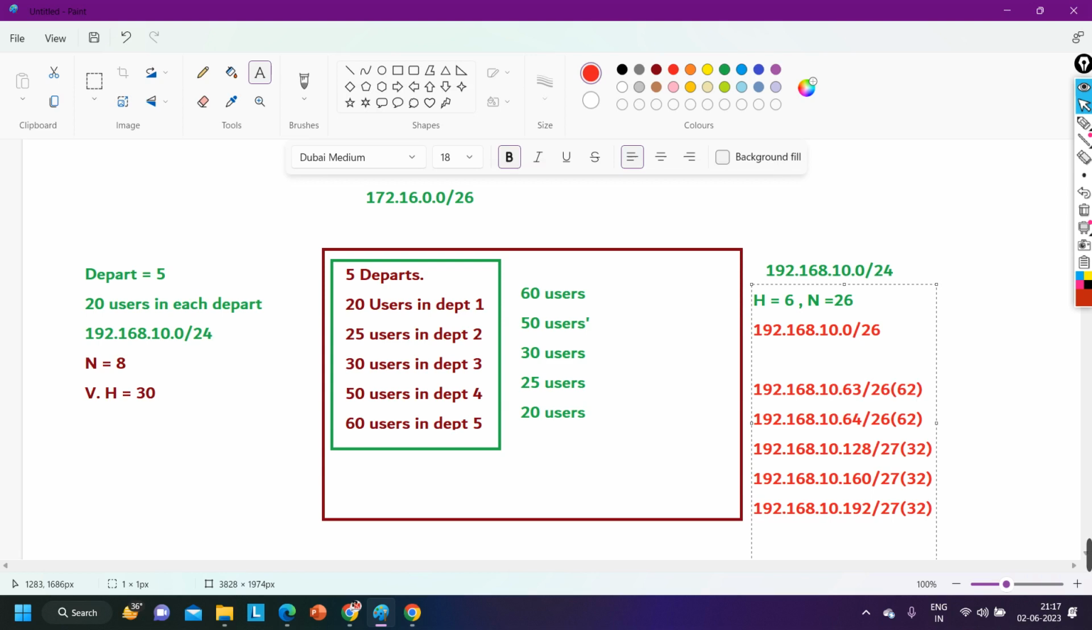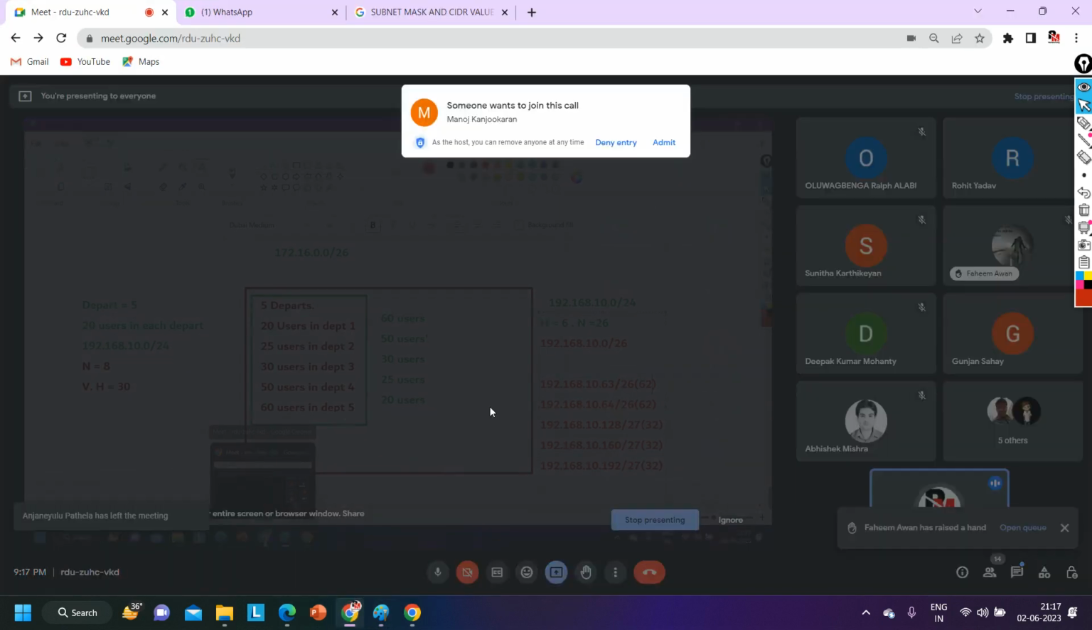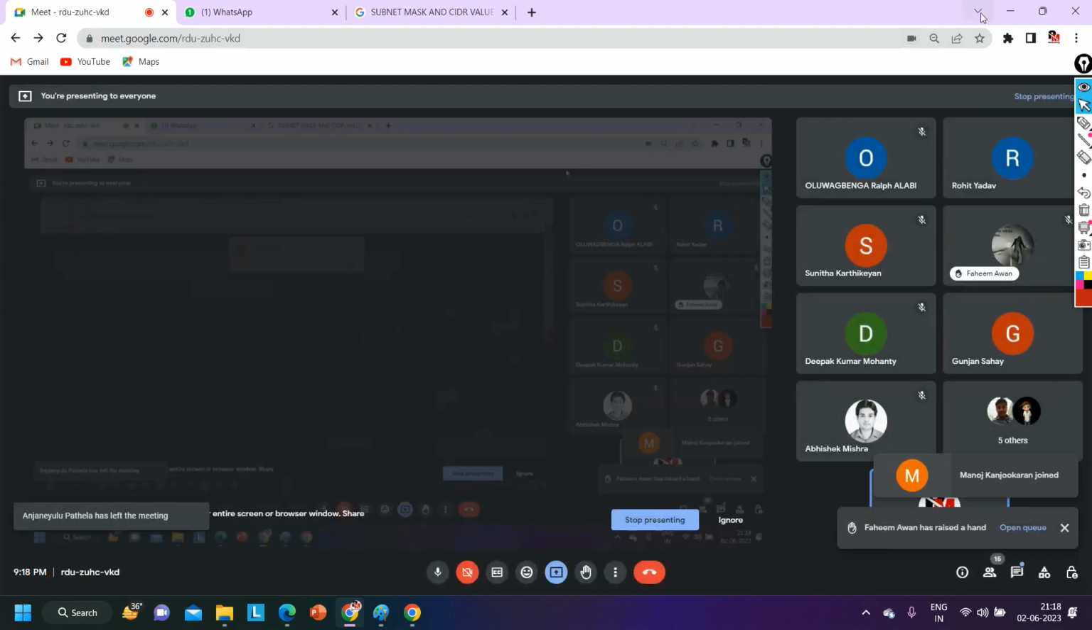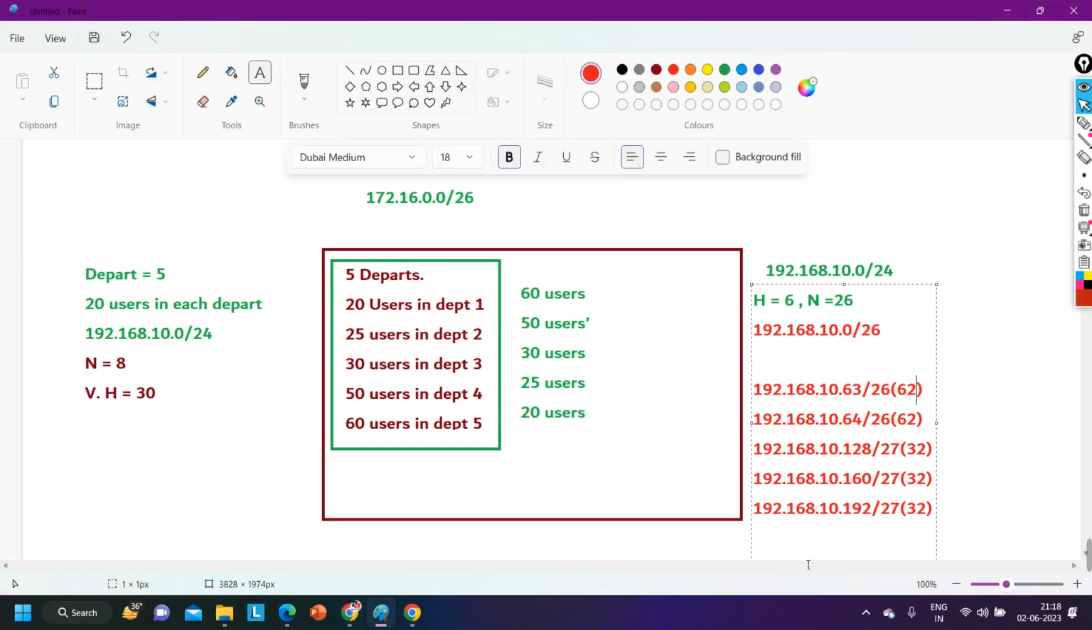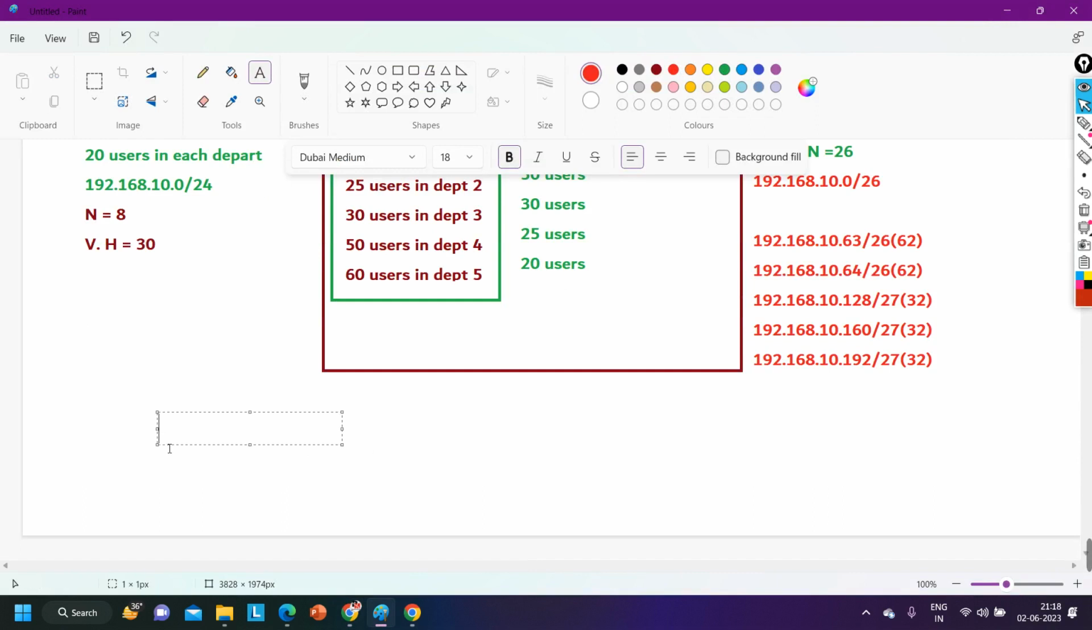You can see your requirement is done from class C. Yes or no? Yes. So this is the benefit of subnetting. Actually, we are wasting very few IP addresses now in my organization. And this is FLSM. Now I am going to give you one task.